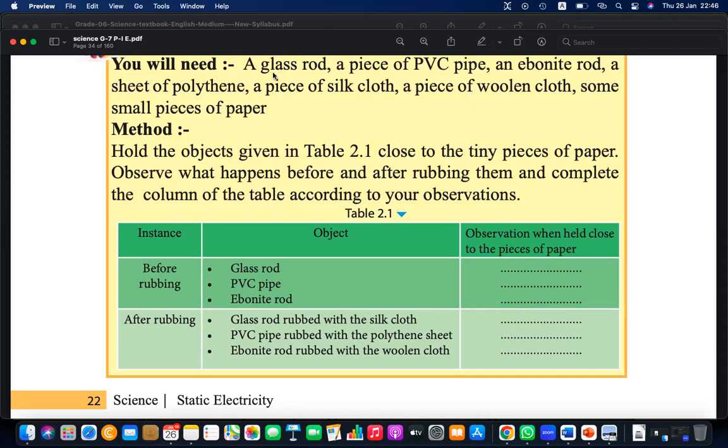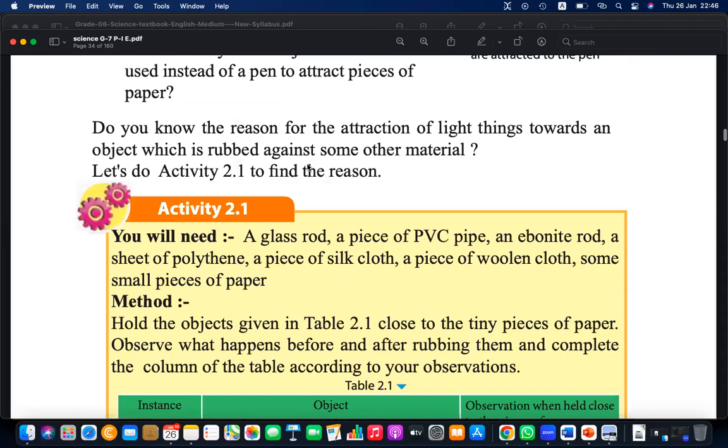You can watch this later after the class. And this is about static electricity, the lesson that we are discussing today.